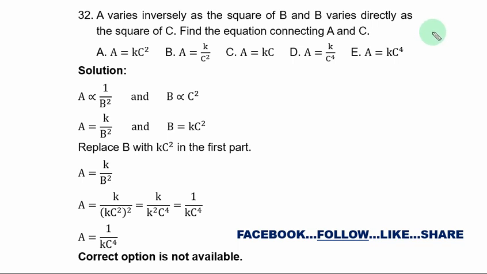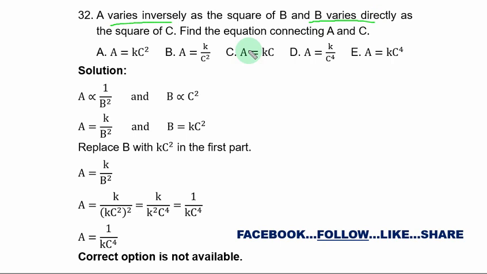Question 32. A varies inversely as the square of B, and B varies directly as the square of C. Find the equation connecting A and C.